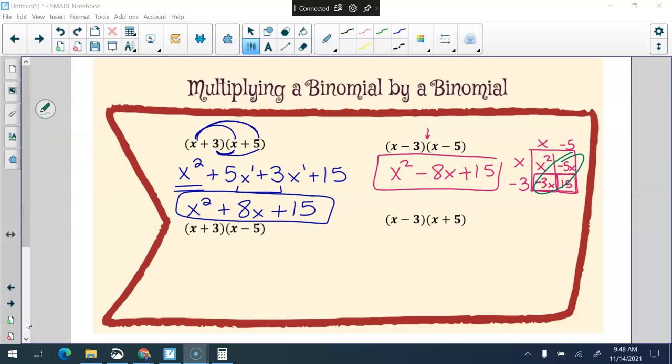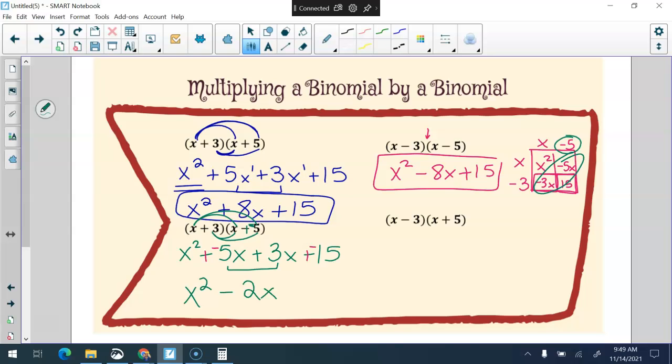Let's use FOIL again. So first terms are x times x, which is x squared. X times, that's not a +5, that's a -5. And with the box method, you're more likely to see that as a -5, because you actually throw that negative with that term. All right, inside is 3 times x, and distributing the 3 times the -5 is -15. Combine like terms. X squared, this is technically -5x and a -15, so careful there. -5 plus 3 is -2x, and plus -15 is the same as saying -15.